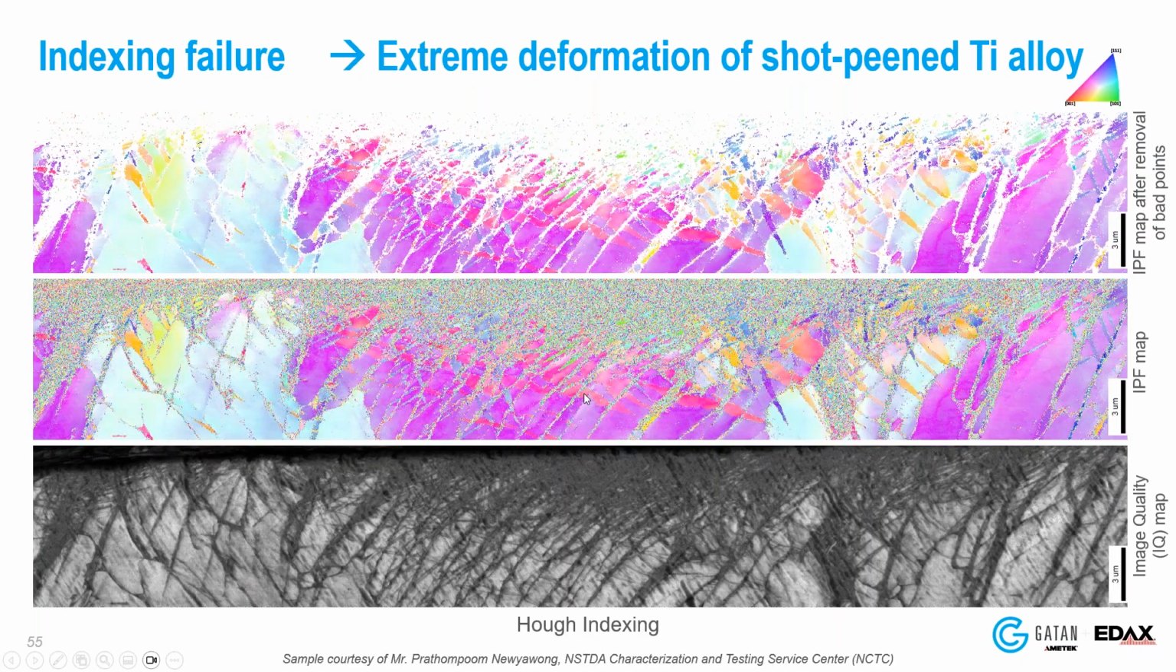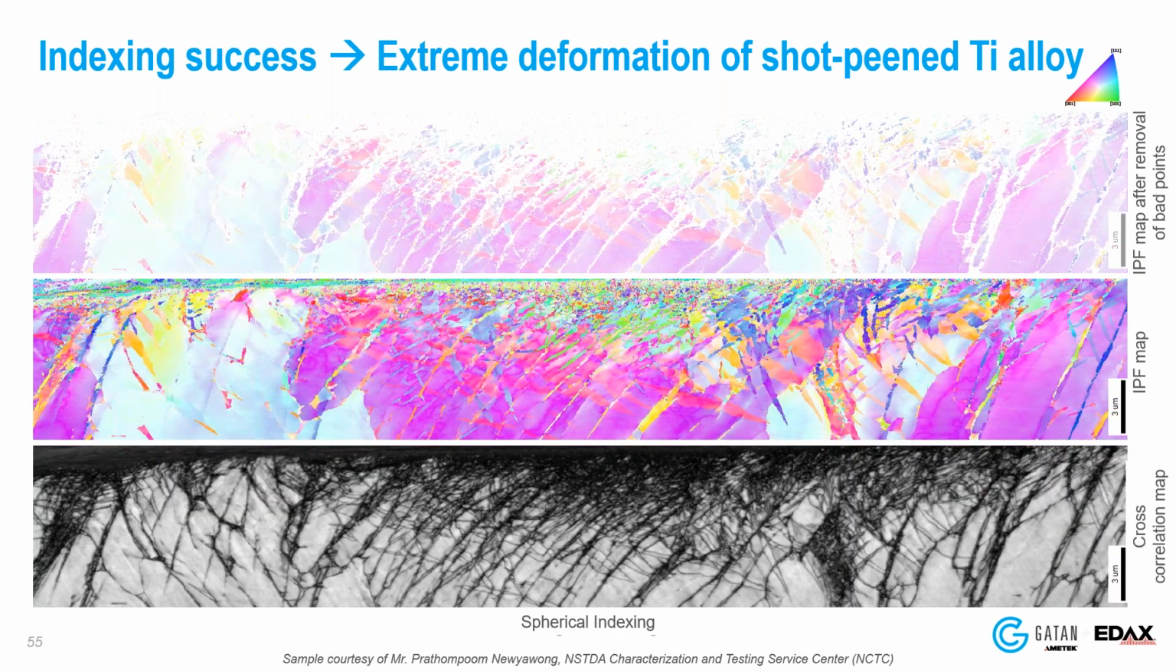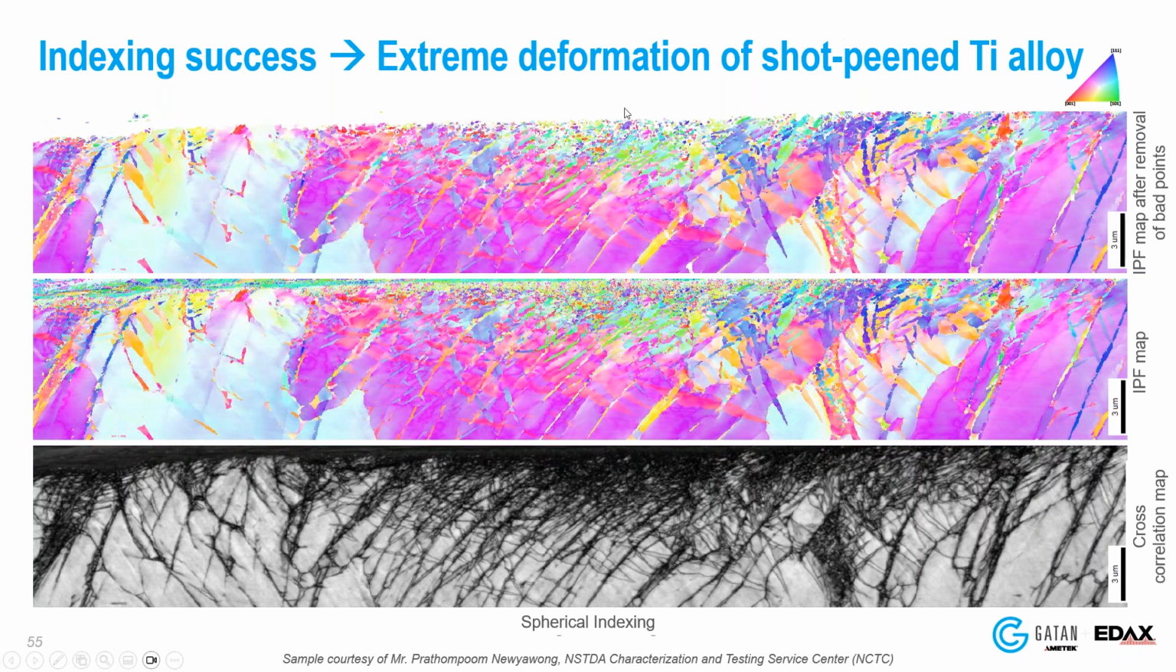So here I have an example of an extremely deformed material, shot peen titanium alloy. The Hough indexing, when it goes dark, we're in trouble. You can see there's a lot of noise here, and it just doesn't index close to the surface where the deformation is, where we want to see the results. If I do this with NPAR and spherical combined, I can actually see the grain structure all the way to the surface. And we can zoom in here.